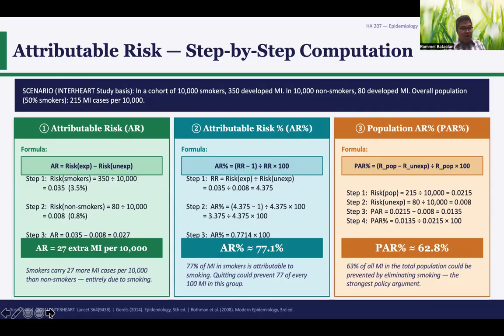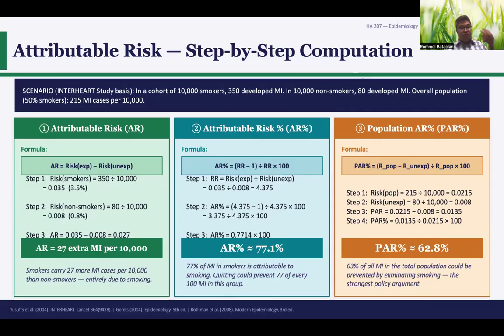So we have three related measures on this side. We would be using the INTERHEART study for this example. It has a cohort of 10,000 smokers and 350 developed myocardial infarction. And then in the cohort of 10,000 non-smokers, 80, so much lower, developed myocardial infarction. So in the overall population, where 50% are smokers, there are 215 myocardial infarction cases per 10,000 population.